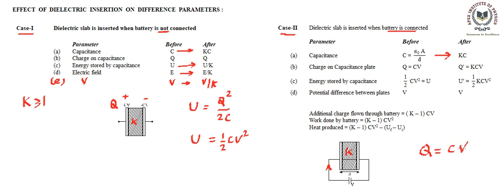Now V remains constant in case battery is connected. C gets multiplied by K factor, then Q must get multiplied by K factor. That means if initially charge was CV, then it will become KCV. That means the charge will become K times initial charge. So when the battery is connected, you'll find the charge on the capacitor increases, and it increases by K factor.